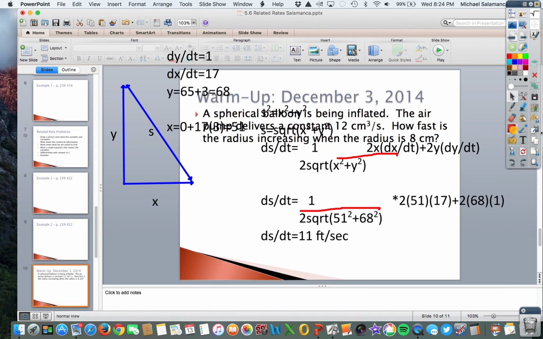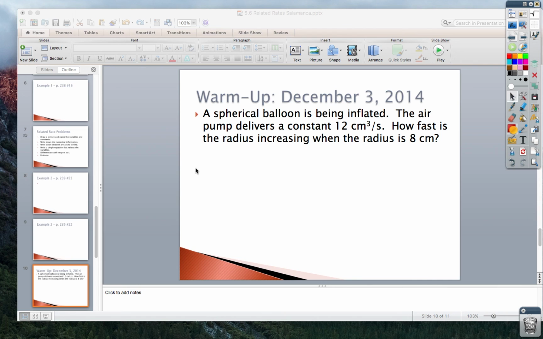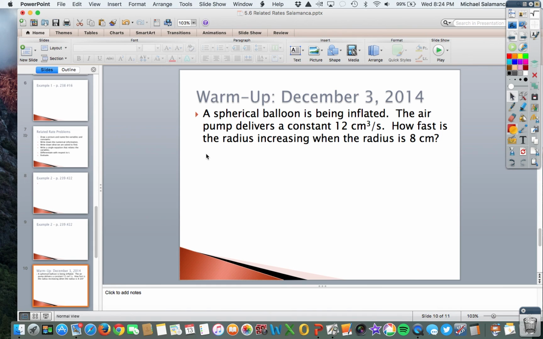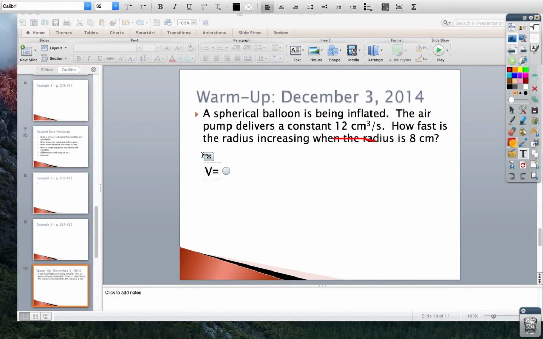Last but not least, this one should be a little bit easier to see. We have a spherical balloon. The air pump delivers a constant rate of 12 centimeters cubed per second. So notice they gave you a changing volume here. So we know that the volume of a balloon, which is spherical, is 4/3 pi r squared h. Oh, my bad. Pi r cubed. Forgot it was a sphere.